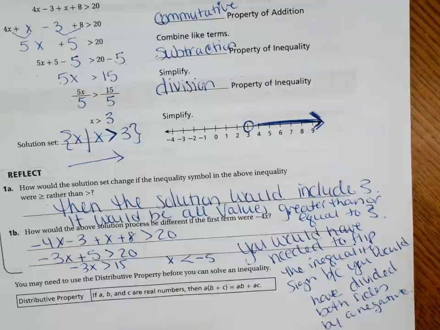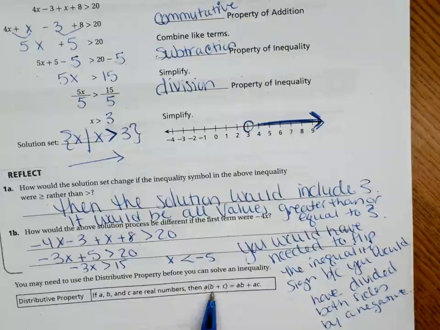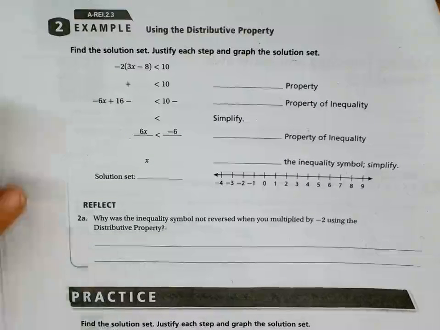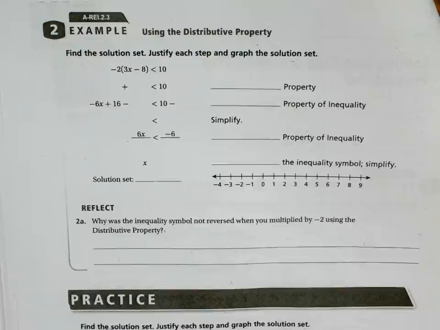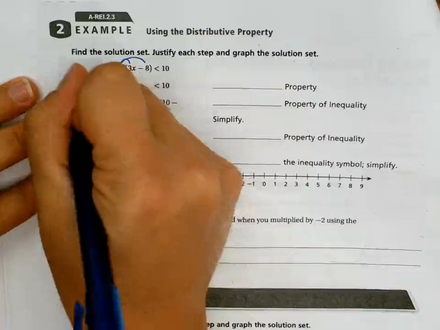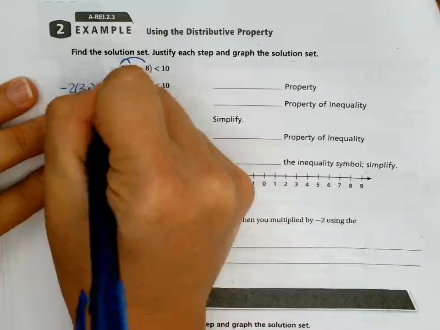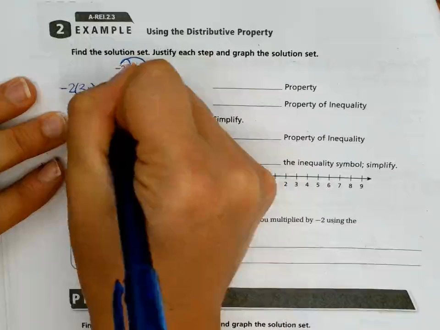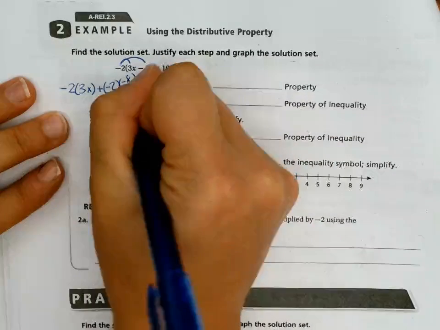All right, so our distributive property could help you solve inequalities. So you just distribute. If you have A, parentheses, B plus C, that's A times the sum of B and C. So you would just distribute A times B plus A times C. So we're going to use the distributive property. So going here and distributing, we would have negative 2 times 3x, and then, I guess plus, negative 2 times negative 8 is less than 10.